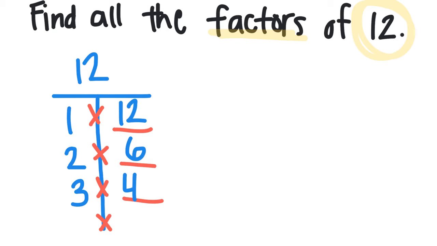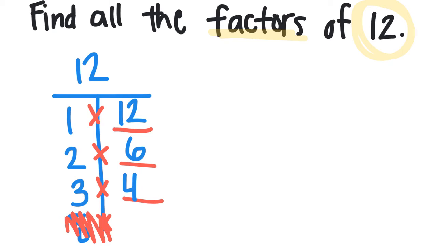All right, continue. What about 7? 7 times what equals 12? 7, 14, 21. Nope, doesn't work. What about 8? 8, 16, 24. Nope. What about 9 or 10 or 11? Nope. And I already have 12. I'm going to cross out that 8. So I just found all of the factors of 12.